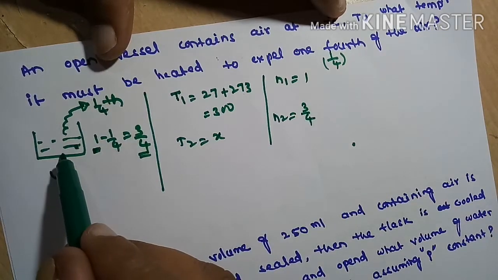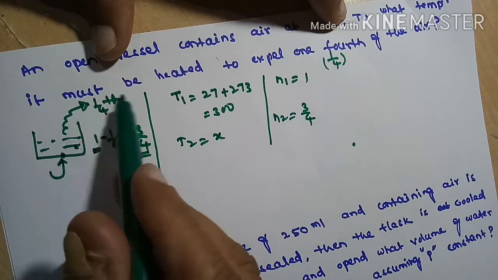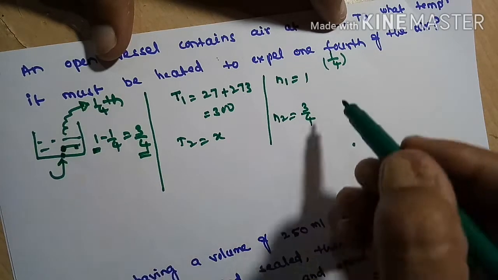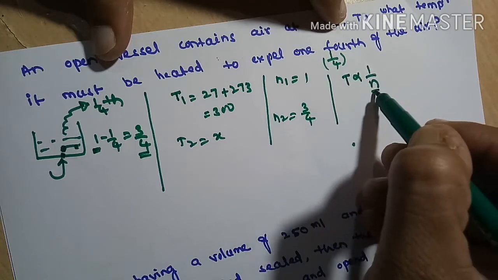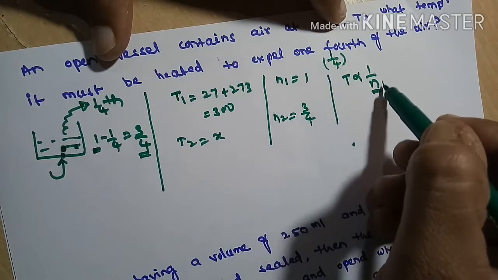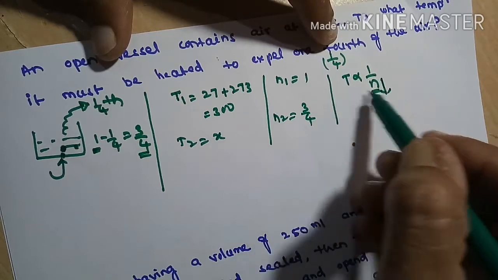While we are heating, gas is expelled out. So the gas which is present in the vessel decreases. That's why T is inversely proportional to N. The number of moles decreases while T is increasing. While temperature is increasing, the number of moles decreases. So that's why it is an inverse relation.